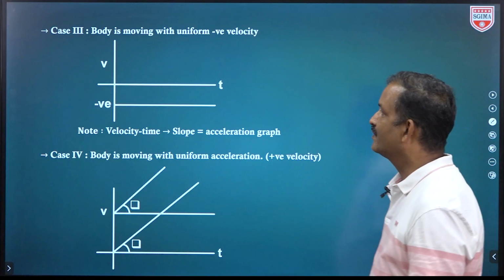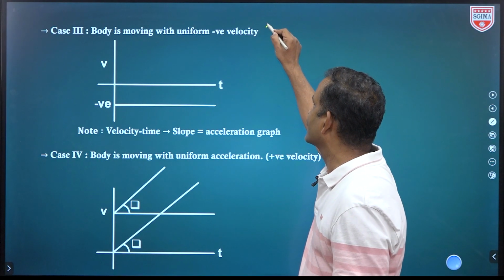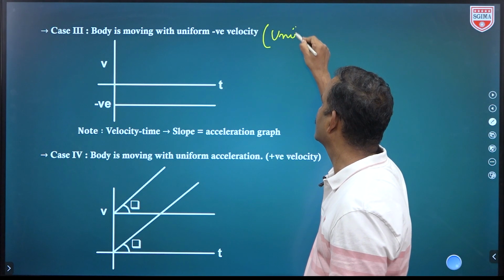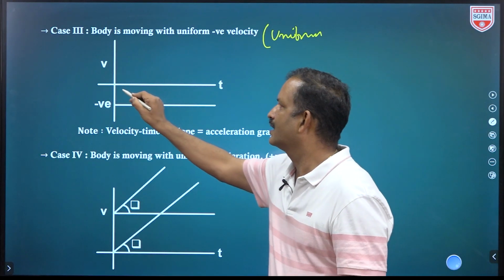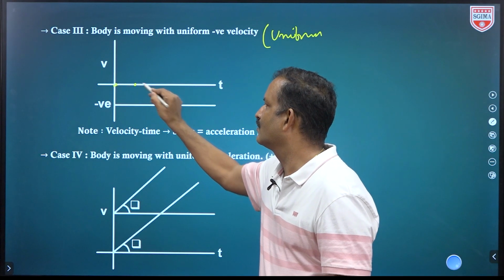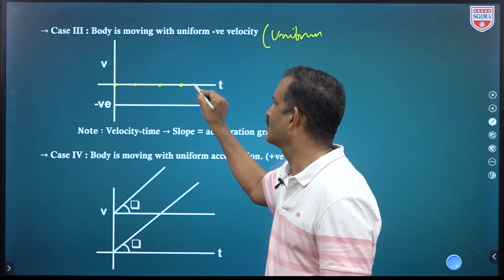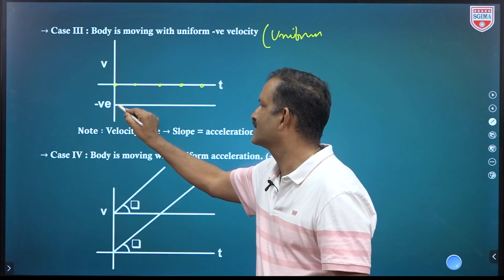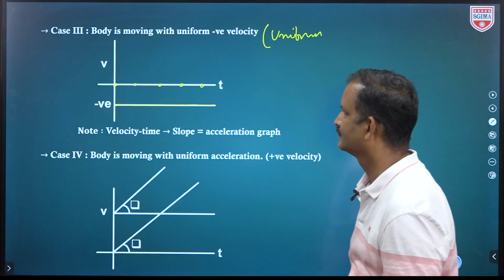So, the body is moving with a negative velocity, uniform but negative. At t equal to 0, t equal to 1, t equal to 2, t equal to 3, t equal to 4, it has negative velocity.